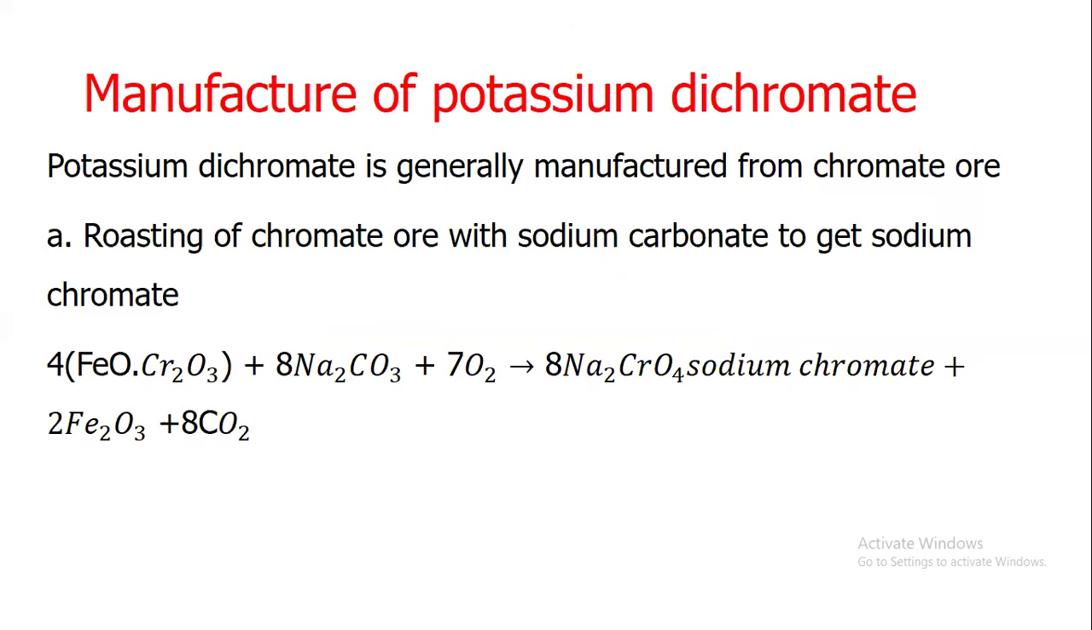Manufacture of potassium dichromate. Potassium dichromate is generally manufactured from chromate ore. Roasting of chromate ore with sodium carbonate to get sodium chromate. Iron chromite ore is roasted with sodium carbonate, producing sodium chromate.